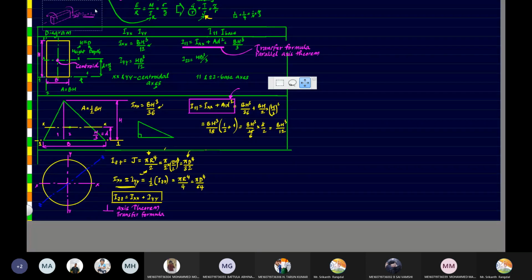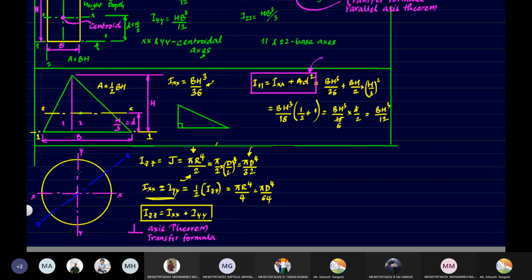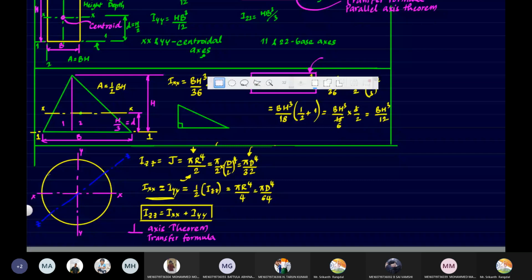Okay. Now, the circle is very simple. Of course, it's symmetric, and there is not much problem with that. Once again, you can apply the parallel axis theorem to find the moment of area about any parallel axis. But now we are interested in something. We are interested in half of this.